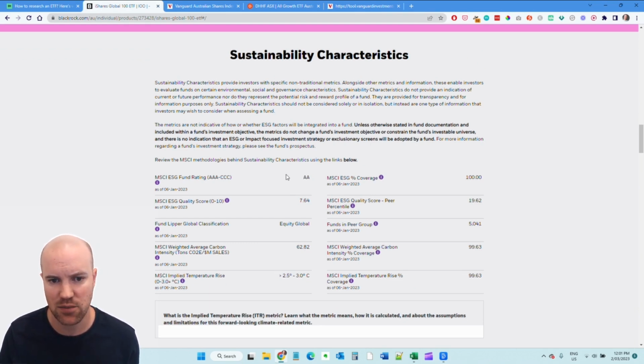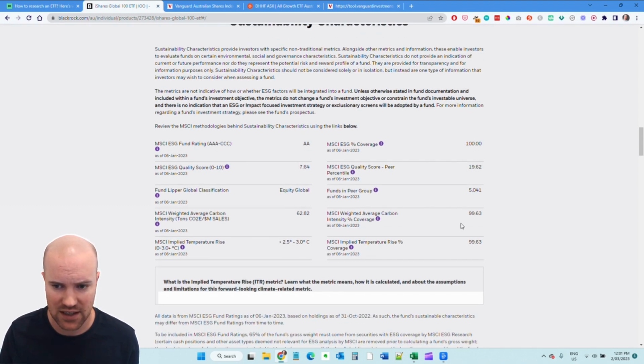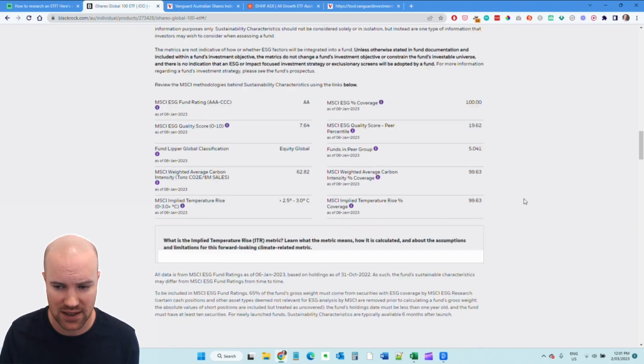Sustainability characteristics, I don't pay too much attention to this, but for an individual who's looking at the sustainable or ethical type aspect of a fund, iShares now includes that in each of their product pages. You can see there's a bit of information there and what that all means there.